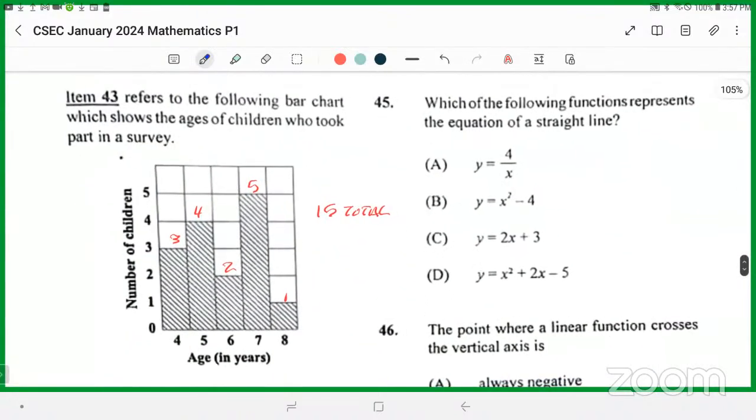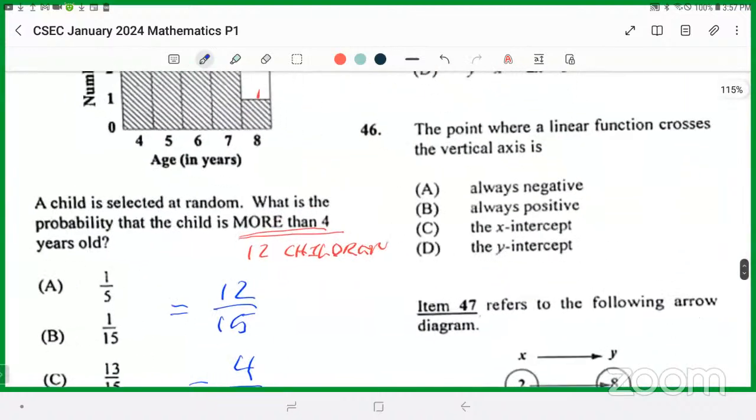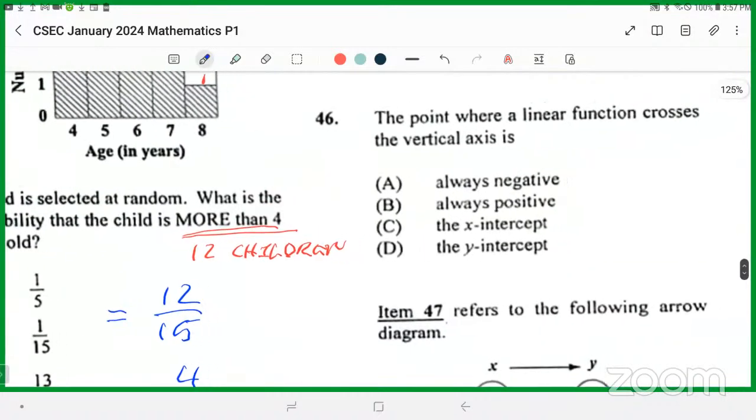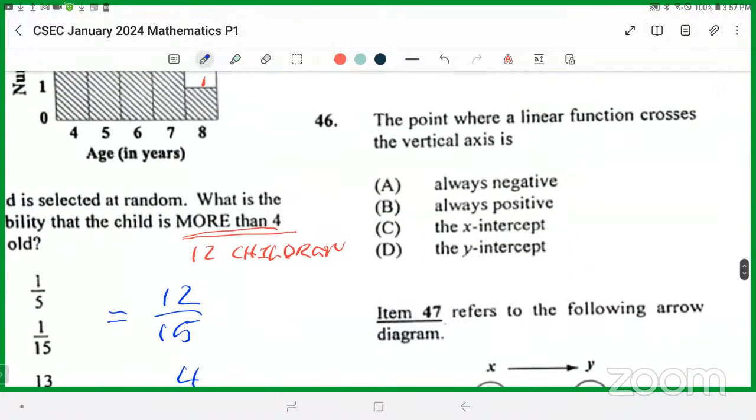Which of the following functions is the equation of a straight line? One that can be written in the form y equals mx plus c. This one. Next one says the point where a line crosses the vertical axis. The vertical axis is the y-axis, so it's called a y-axis intercept. Sometimes in the latter part of the exam paper, it's just marking answers, no calculation needed.